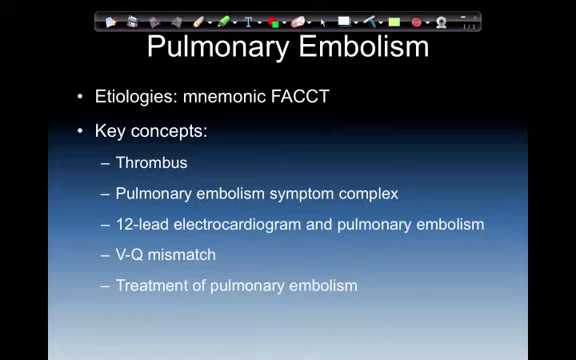It may also show signs and symptoms of acute cor pulmonale: a large S wave in lead 1, a Q wave in lead 3, and an inverted T wave in lead 3. S1, Q3, T3 is what that's called.